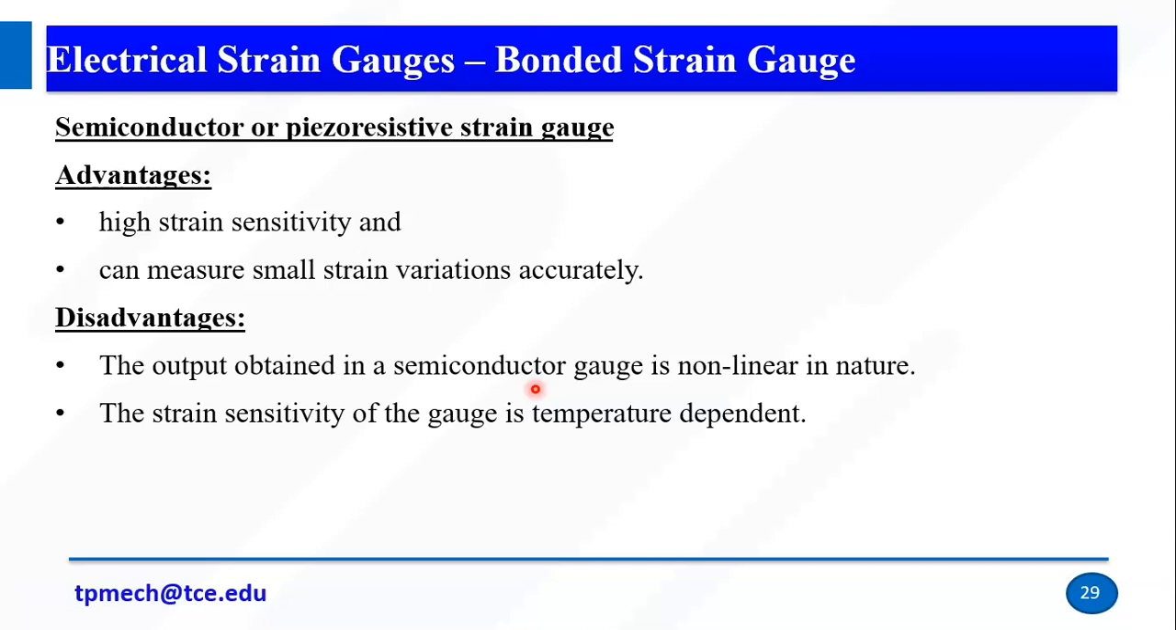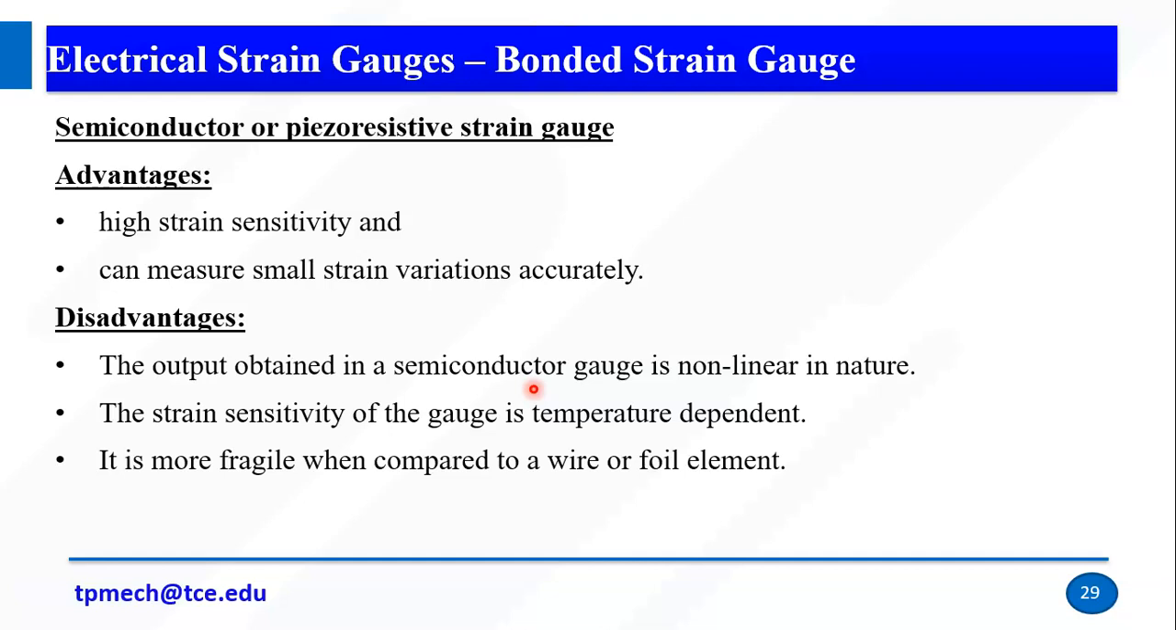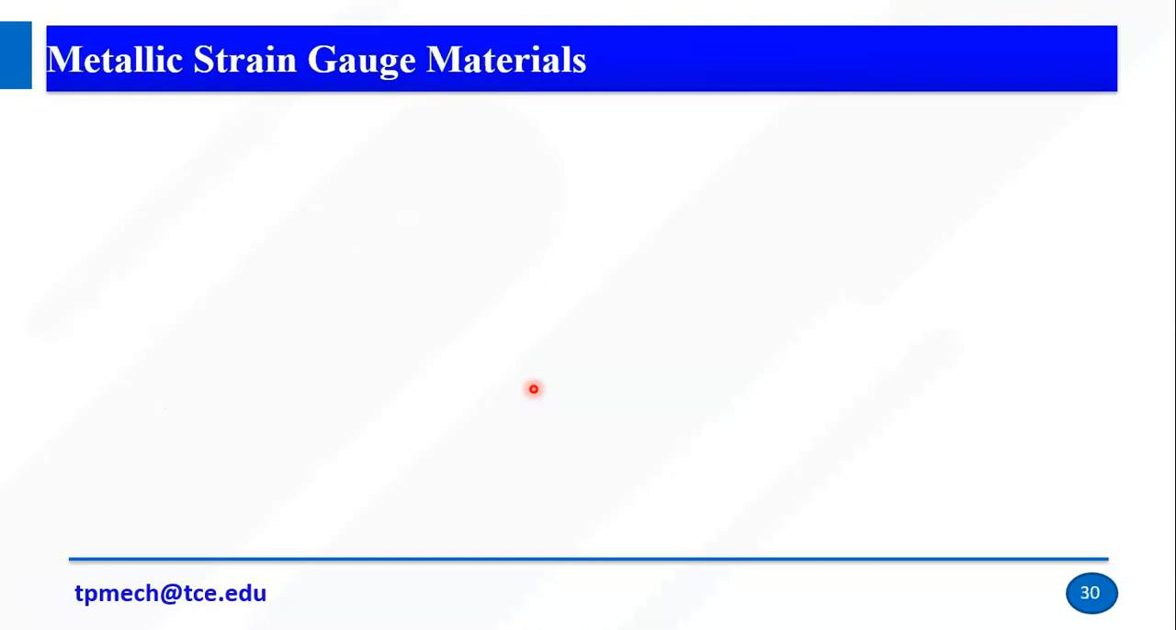The strain sensitivity of the gauge is temperature dependent. The strain depends on the temperature. It is more fragile compared to a wire or foil type. When compared to wire or foil elements, it is also more expensive than the other metallic gauges.